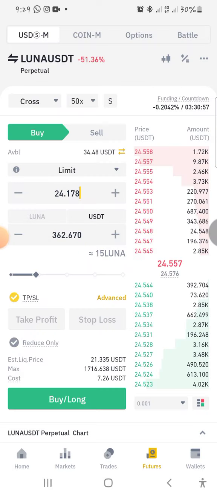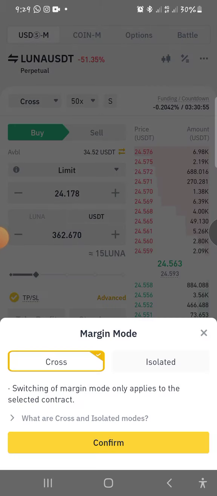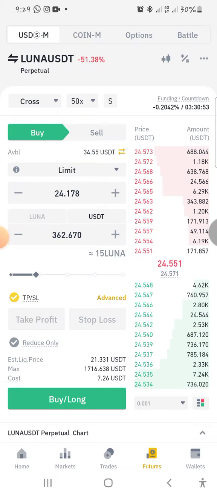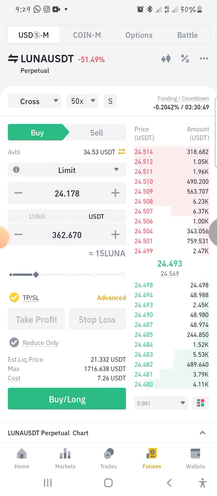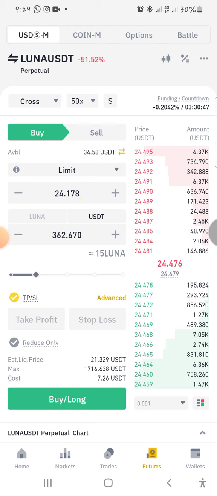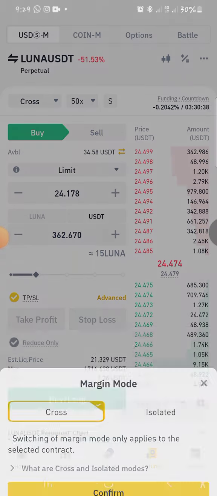So that's the disadvantage of isolated, because sometimes it might stop you out whenever the market has not even touched the stop loss. That's what I'm trying to say, because you risk a specific amount of money, and if it has reached that specific amount of money, it will stop you out. Yes. So that's why I recommend using cross.